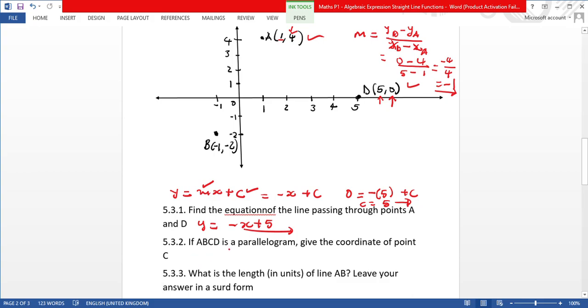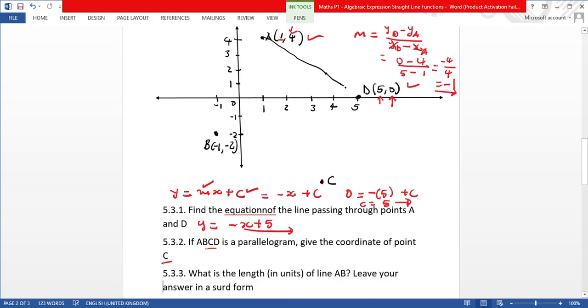If A, B, C, D is a parallelogram, give the coordinates of point C. Okay, so remember there's an extra component that has been added which we have not been given. They say A, B, C, D is a parallelogram. So here you would say C would be somewhere there, for it to be a parallelogram. So let's just use a black pen so that you don't confuse. So C is going to be somewhere here for it to be a parallelogram.